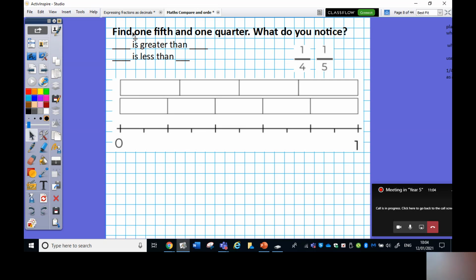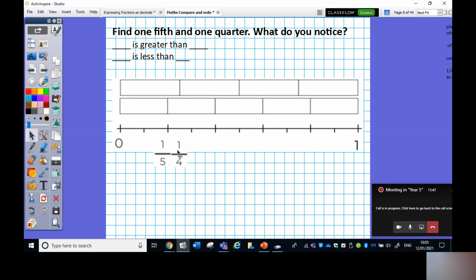Now, find 1/5 and 1/4. Can you place your finger? We've got two rectangles here to help you along the number line. Can you place where you think 1/4 would go? And where do you think 1/5 would go? Okay, let's see. 1/4 would be here, and 1/5 would be here.